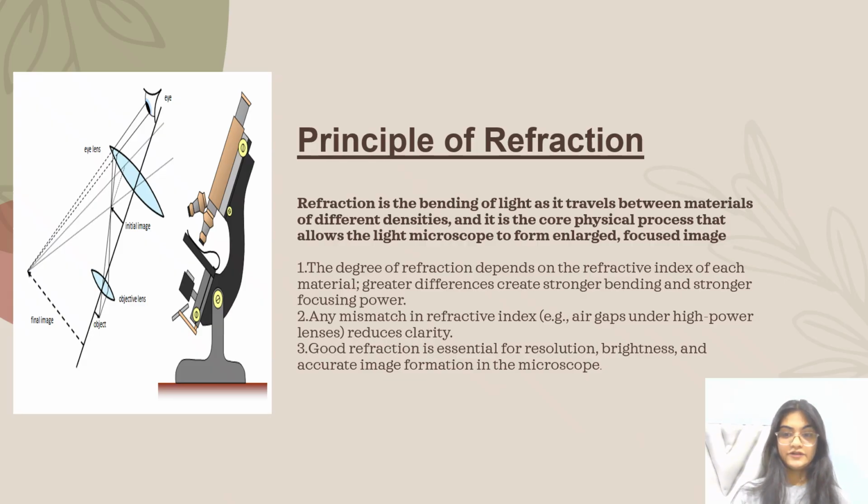Refraction is the bending of light when it passes from one medium to another, such as from air to glass. In a light microscope, this bending by a curved glass lens helps to focus light and form a clear image. The amount of refraction depends on the refractive index of the materials used. Air gaps reduce image clarity, so immersion oil is used to improve brightness and resolution.